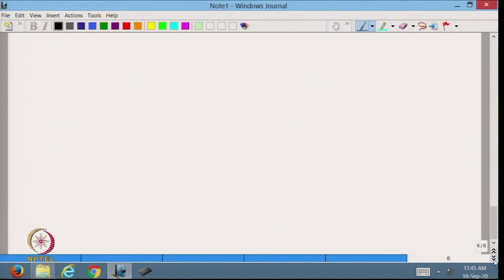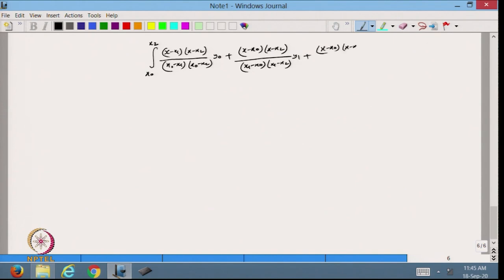Now, the question is how we can integrate this one. In this case we are going to start the integration. Now I need to find the integration from x0 to x2 of (x minus x1)(x minus x2) over (x0 minus x1)(x0 minus x2) y0 plus (x minus x0) ... over (x1 minus x0)(x1 minus x2) y1 plus ... y2 dx. So, this one we need to find. Let us do the integration for this.